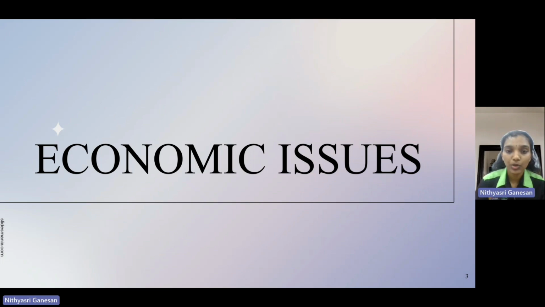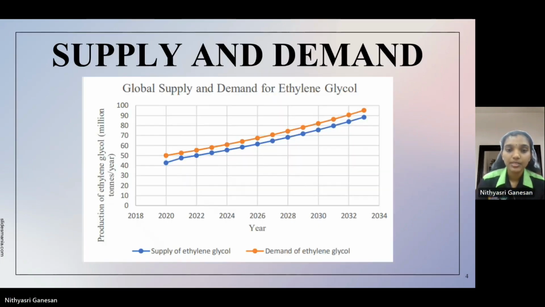Now, we will discuss more on economic issues. This is the supply and demand graph. From this graph, we can see the trend keeps increasing from year 2018 until 2033. The compound annual growth rate, CAGR, of ethylene glycol is expected to achieve 5.3%. These factors indicate a positive trajectory for the market in terms of both supply and demand.